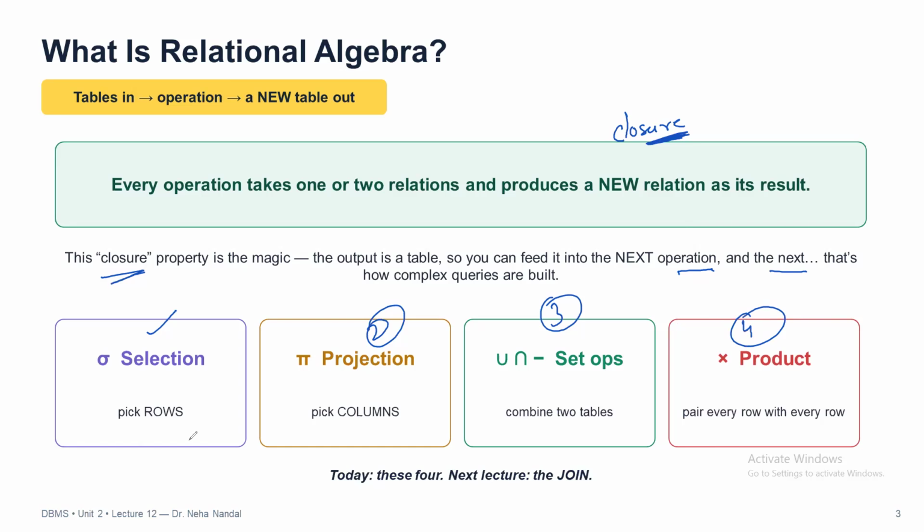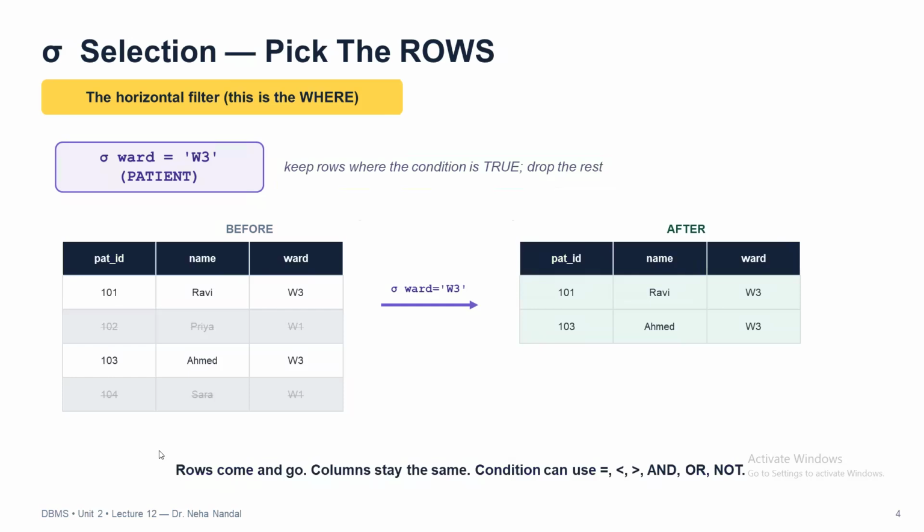For selection, we'll be working on rows. Selection will pick the rows. Please make a note of such things. These are very crucial and very confusing in exams. Projection will pick the columns. Set operations will combine two tables, and Cartesian product will pair every row with every other. Today we will discuss these four, and in the next lecture we'll discuss joins. Now let us see our first operation: selection, which picks the rows.